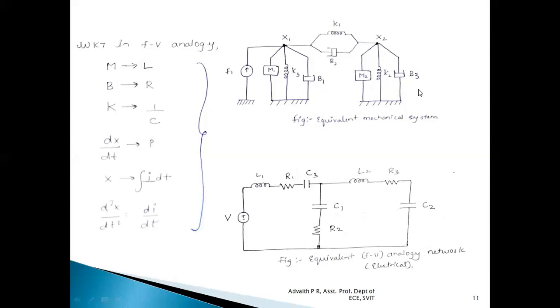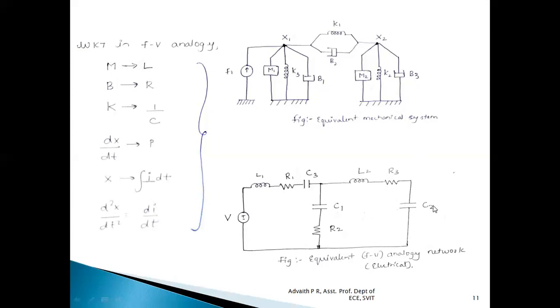That is very important. With respect to node x1, force is applied to node x1. M1, K3 and B1 are completely under the influence of x1. The same thing is replicated even here. Similarly, with respect to x2, M2, K2 and B3 are completely under the influence of x2. So it is written with respect to mesh M2. K1 and B2 are between x1 and x2, so they will be written as common elements between mesh M1 and M2.